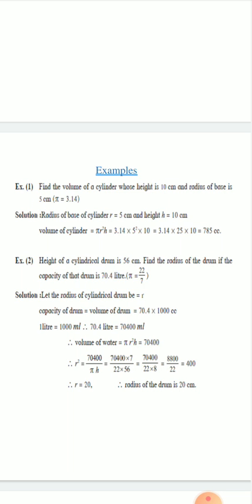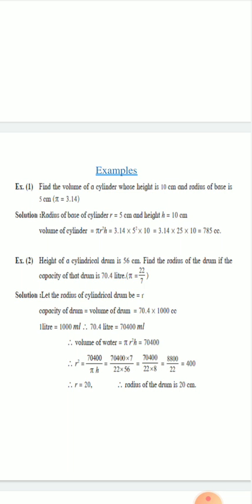I just divide the 7 and 56. So 7 1s are 7, 7 8s are 56. So 8 is here. So finally 8800 divided by 22 is remaining, which is equal to 400. So r square is 400. We have to take the square root. The square root of 400 is 20. So r becomes 20. This is the radius of the drum. The radius of the drum is 20 centimeter.